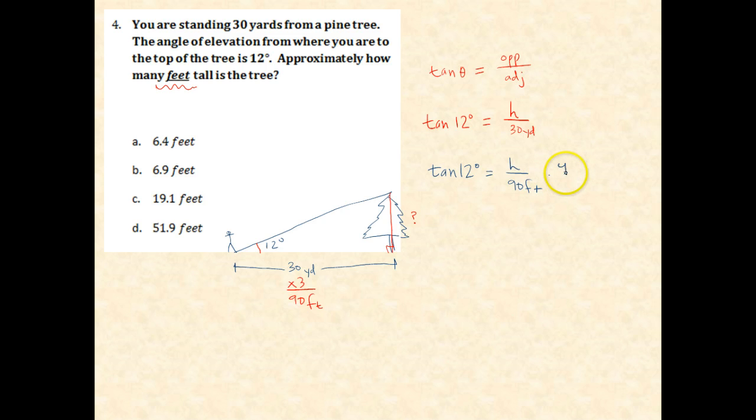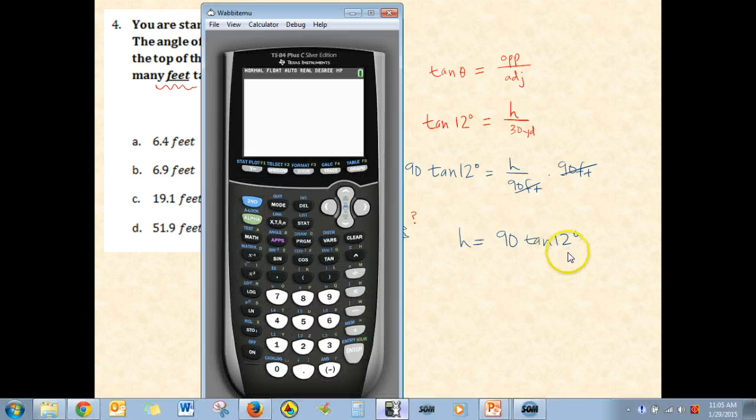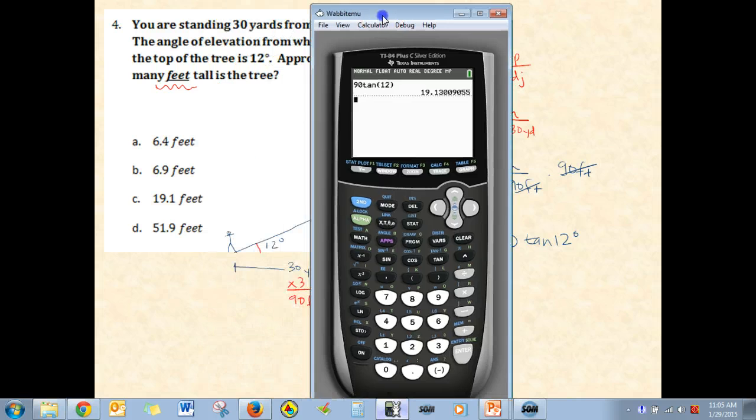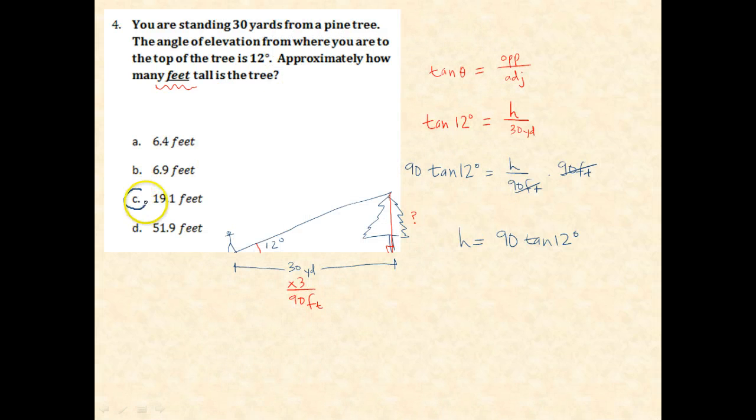Now if I multiply both sides by 90 feet, then I'm going to get the height is 90 times the tangent of 12 degrees. Since our angle is in degrees, we need to make sure that our calculator is in degrees mode. And then we're going to do 90 times the tangent of 12 degrees. And we get 19.13. So that is about 19 feet.